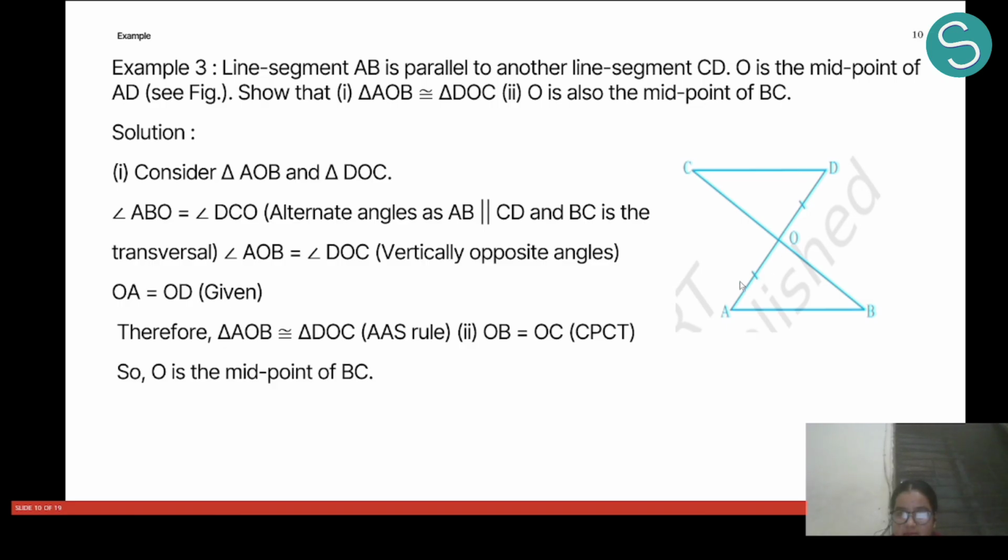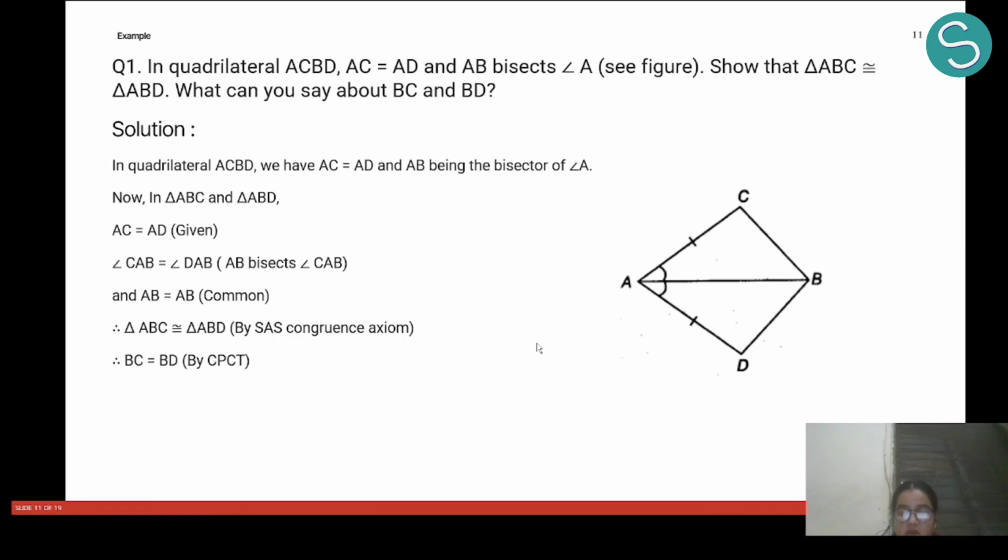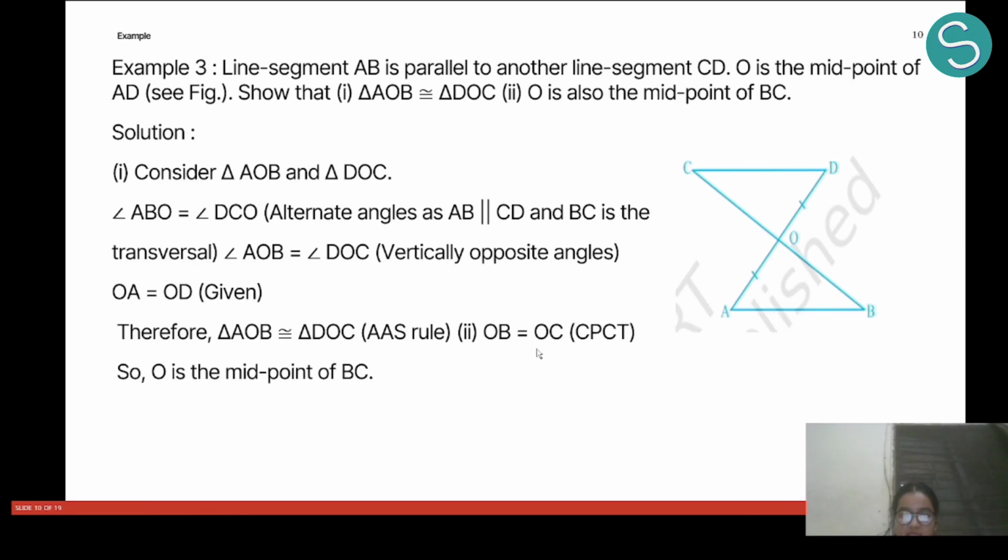Now we have to prove that O is the midpoint of BC as well. Since these two triangles are congruent by the angle side angle rule, by CPCT, corresponding parts of congruent triangles, OB equals OC, which proves that O is the midpoint of BC.